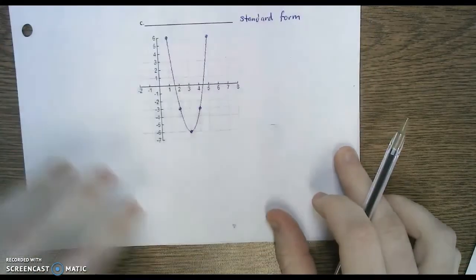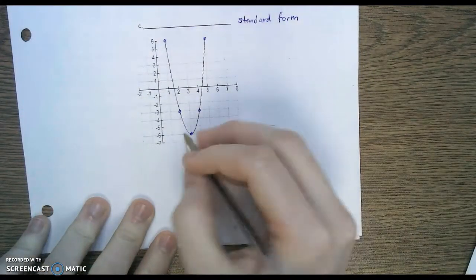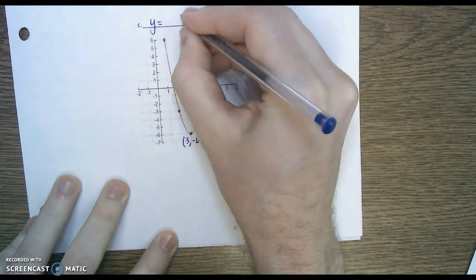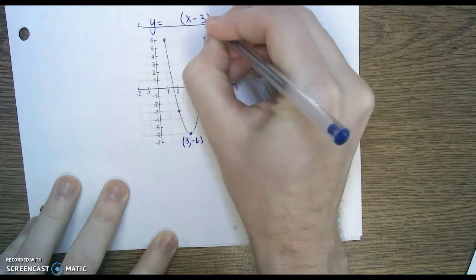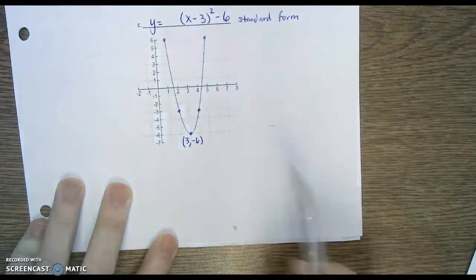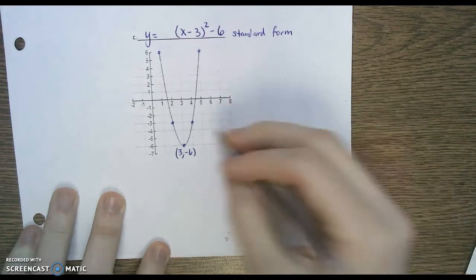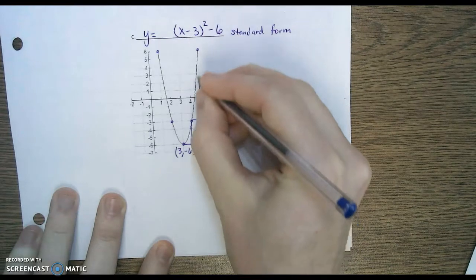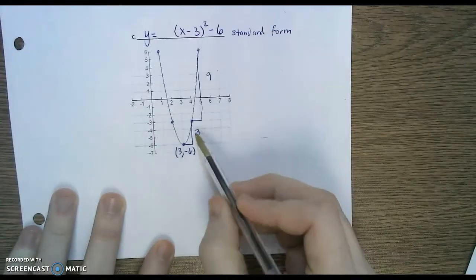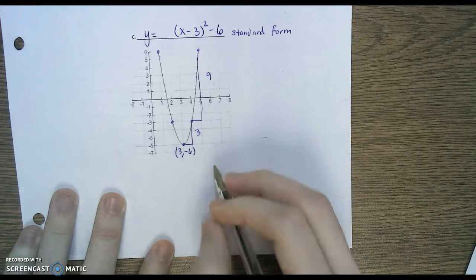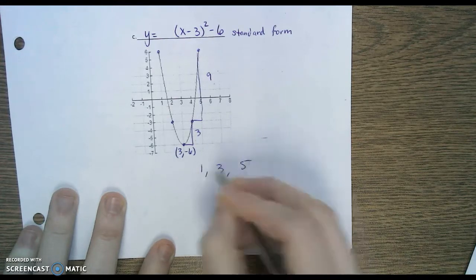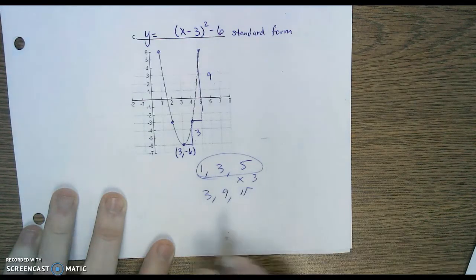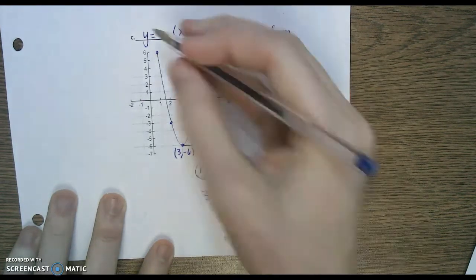C, we've got a vertex at 3, -6. So we can start there. y equals something (x - 3)² - 6. And then we just have to figure out what that number is in front. So if we look, it goes over 1 up 3, over 1 up 9. And so it looks like we're going up 3, 9. So if I look at that pattern 1, 3, 5, it looks like it's been multiplied by 3. So 3, 9, 15. And so this must be a 3 in front.